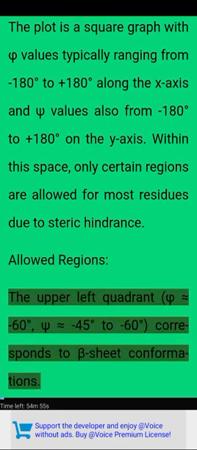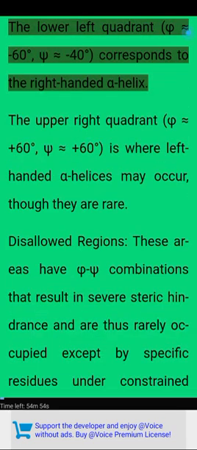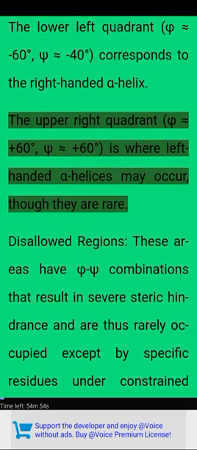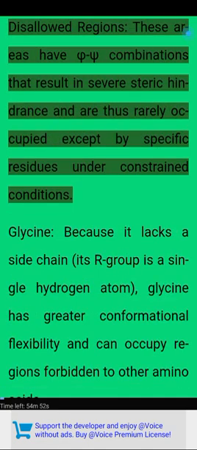Allowed regions. The upper left quadrant, phi approximately equals -60 degrees, psi approximately equals -45 degrees to -60 degrees, corresponds to beta sheet conformations. The lower left quadrant, phi approximately equals -60 degrees, psi approximately equals -40 degrees, corresponds to the right-handed alpha helix. The upper right quadrant, phi approximately equals +60 degrees, psi approximately equals +60 degrees, is where left-handed alpha helices may occur, though they are rare.